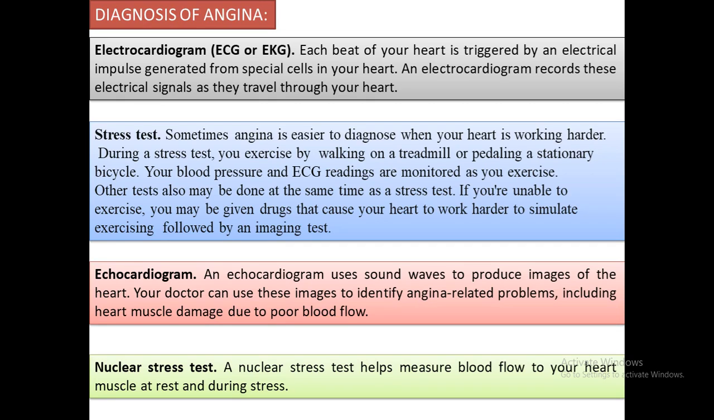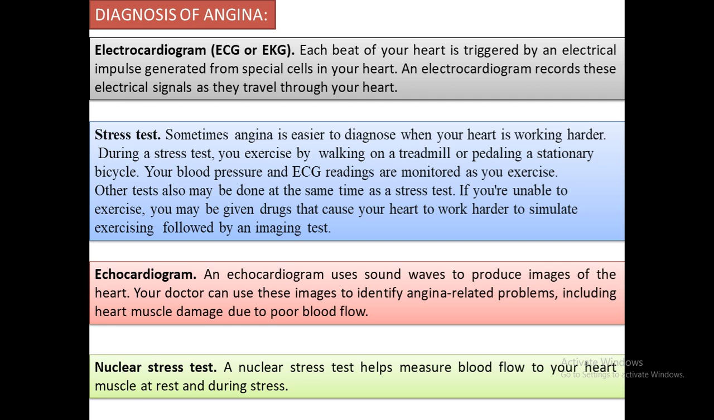Diagnosis: what diagnostic tools are we using? First we use the electrocardiogram, ECG or EKG. Each beat of your heart is triggered by an electrical impulse generated from special cells of your heart, and the electrocardiogram records this electrical signal as it travels through your heart. You already know that there is the sinoatrial (SA) node, AV node, and Purkinje fibers. These are responsible for generating the electrical impulse, which is responsible for myocardial contraction, the release of blood from the heart, and the refilling of the heart with blood.